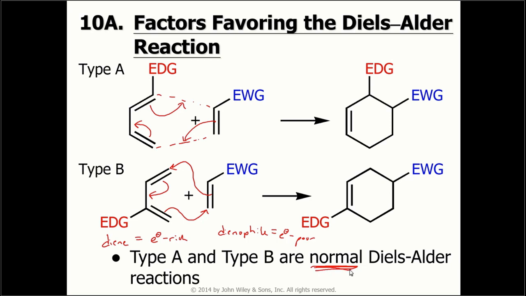They are at 1 and 4 positions on the resulting cyclohexene ring. This is what we call a normal Diels Alder reaction. There's also what's called inverse electron demand Diels Alder, where you have an electron poor diene and an electron rich dienophile, but those are less common than this situation, what we call a normal situation, where we have an electron rich diene. So the electron donating group is going to donate electron density to the diene, and an electron poor dienophile.